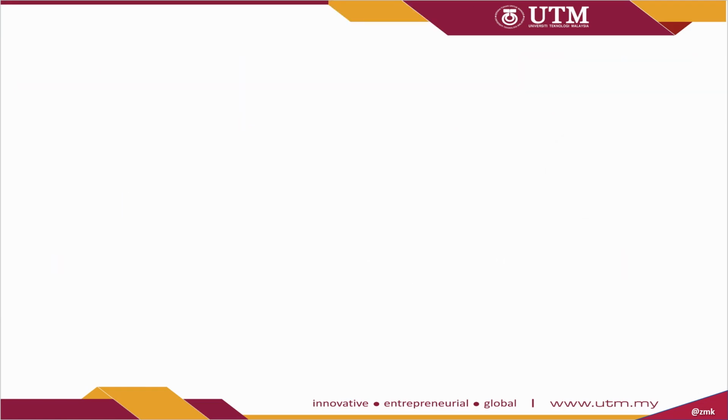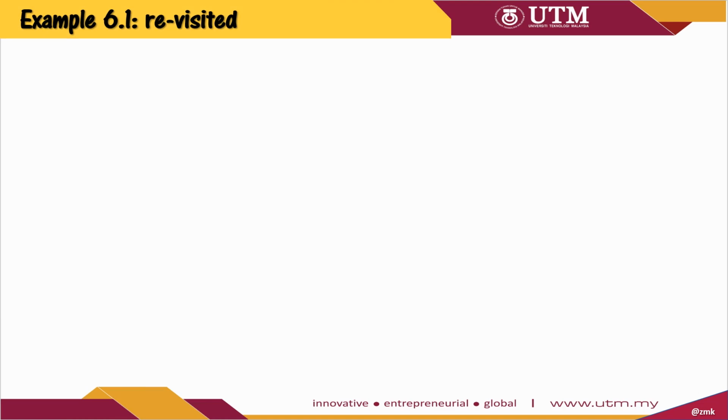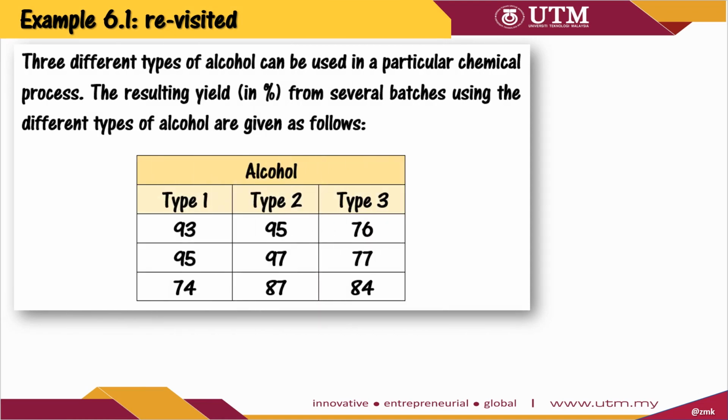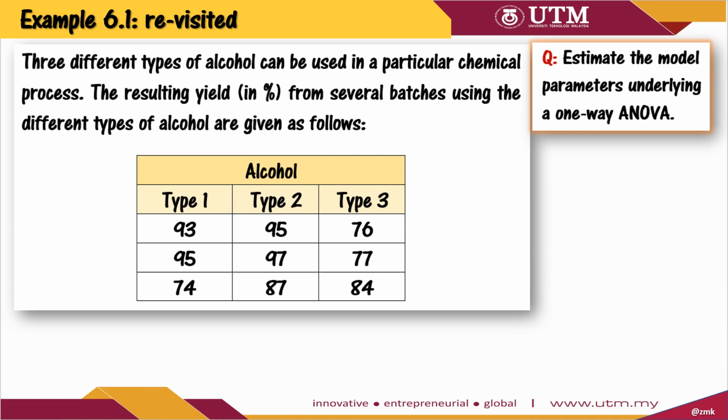Please refer to example 6.1 again on 3 different types of alcohol used in a particular chemical process. Here we have an equal sample sizes case where 3 observations representing the yields in percentages were randomly selected for 3 groups of different types of alcohol. The question addressed in this slide is to estimate the model parameters underlying a one-way ANOVA used in testing if there is any difference between the mean yields from different types of alcohol.